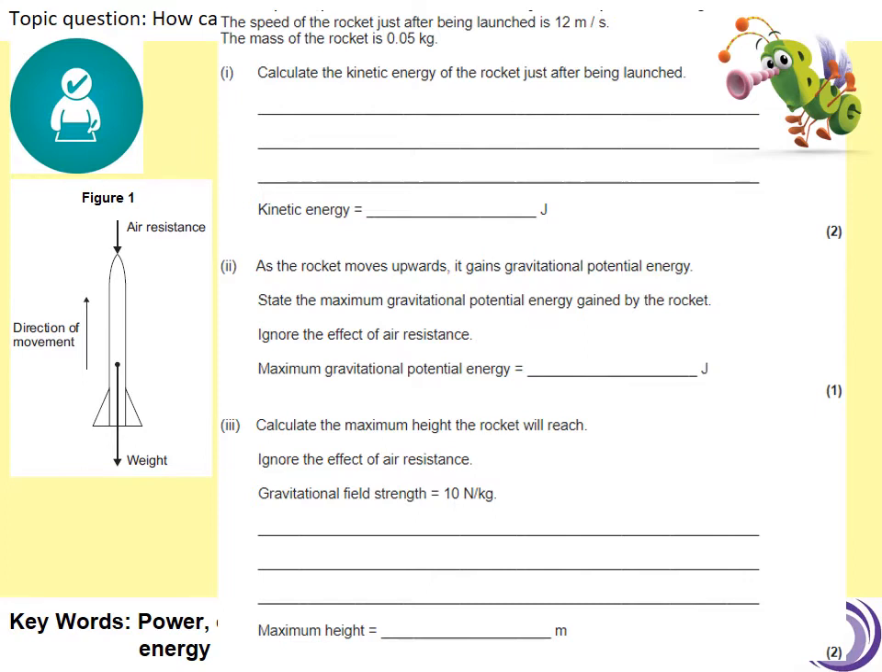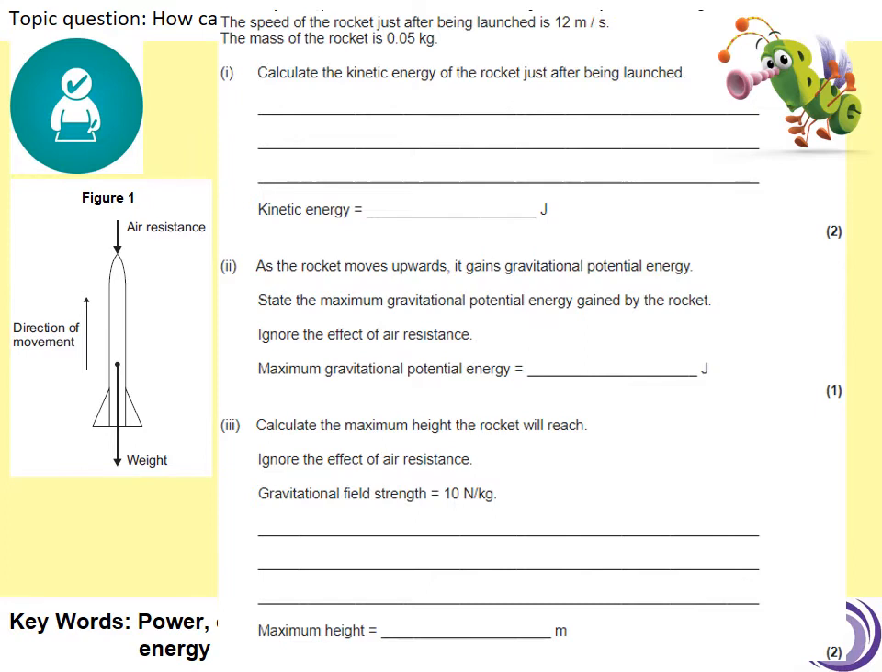So if we look at the first question, calculate the kinetic energy of the rocket just after being launched. So you've got a lot of information at the top before it, you've got a diagram there to help visualise what is happening in this situation. So if we have a look further up, you've got the speed of the rocket just after being launched is 12 metres per second. So that's telling you speed. So that might be a key bit of information that you might want to underline. The mass of the rocket is 0.05 kilograms. So again, that's highlighted another bit of information.